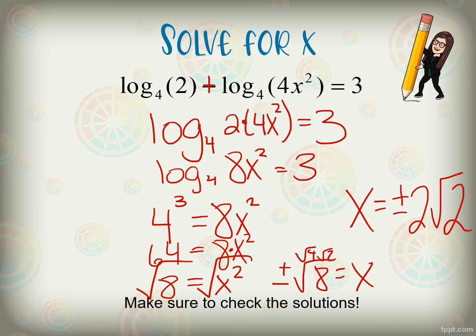Now we have to check, can I have a positive, can I have a negative? If I was to plug it in here for this x, a positive squared would still be positive. And guess what? A negative squared, still a positive. So both are possible solutions.